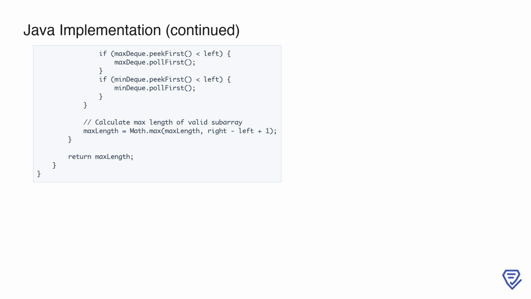After the loop finishes, we return maxLength as the result, which represents the length of the longest subarray that satisfies the absolute difference condition. This approach ensures optimal performance with a time complexity of O(n), as each element is processed at most twice, once when added and once when removed from the deques.